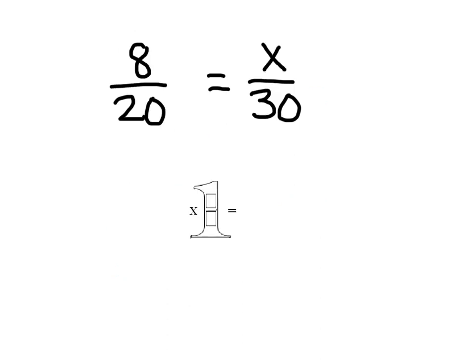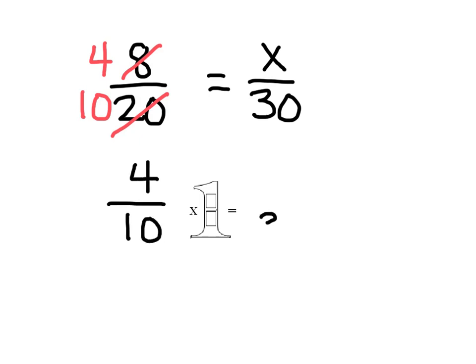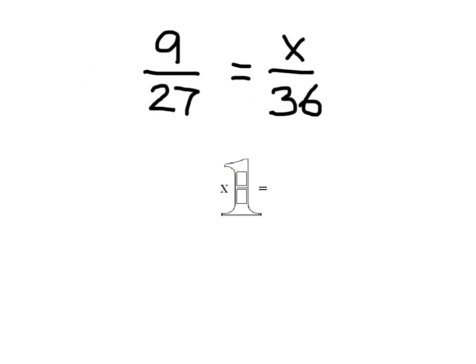In this example, 20 does not multiply evenly into 30. Therefore, let's try reducing 8 over 20. Well, if I divide by 2, 8 over 20 will reduce to 4 over 10. And now I can see that I do have a proportion that would allow me to use the giant 1 method. I would go 10 times 3 is equal to 30, so 4 times 3 would equal 12. All right, you try this one.